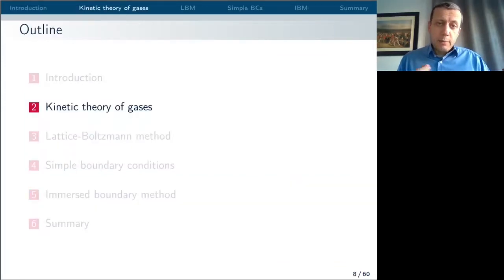Now, the aim is to convince you that Lattice Boltzmann is a suitable method for fluid mechanics, not the only method, not necessarily the best method, but it is one method you can use. But in order to go there, we first have to understand a bit how the kinetic theory of gases looks like, because the Lattice Boltzmann method is actually rooted in the kinetic theory of gases.